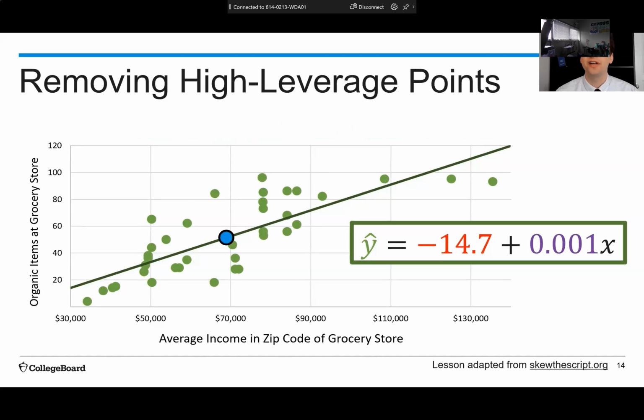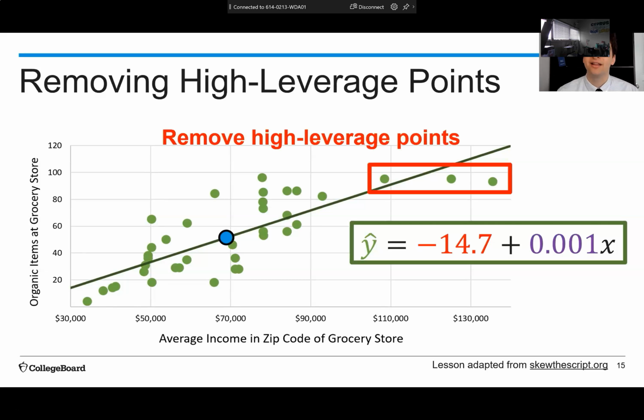Now let's talk about removing high leverage points. So high leverage points, by contrast, are points that on the x-axis are far away from the mean point. Here are three high leverage points. They're unusually high compared to the x value of the mean point. So when we remove those points, take a look at what happens to our least squares regression line as well as to the formula.